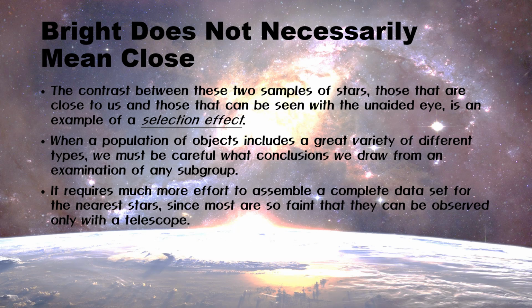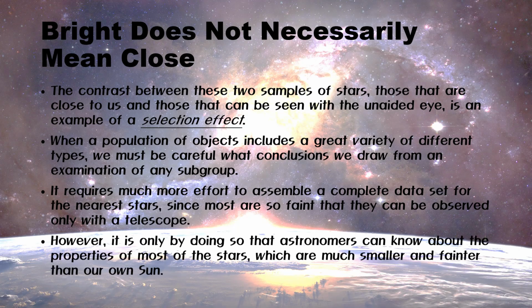It requires much more effort to assemble a complete data set for the nearest stars, since most are so faint that they can be observed only with a telescope. However, it is by doing so that astronomers can know about the properties of most of these stars, which tend to be smaller and fainter than our own Sun.